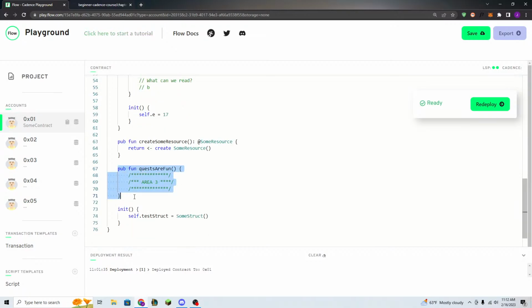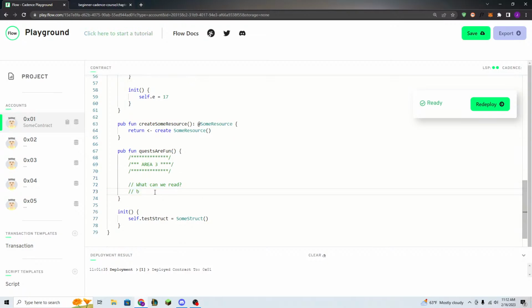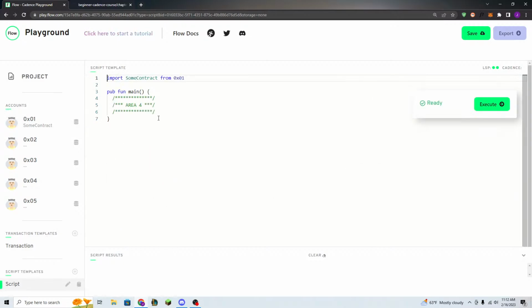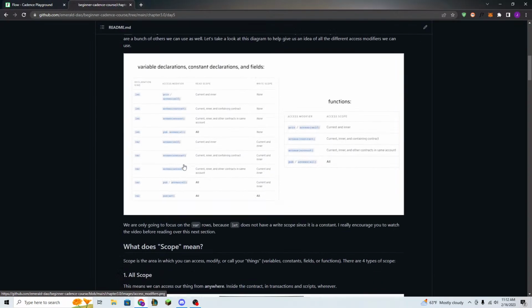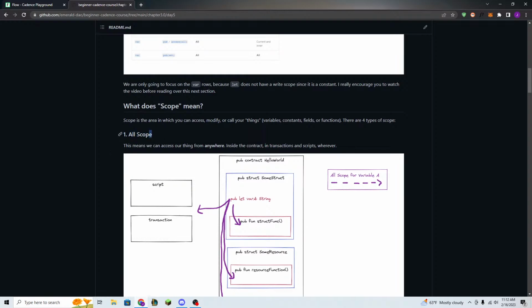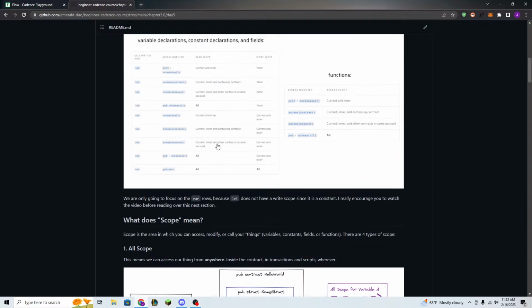What about a function that's at the contract level? It's not even in a resource. Can we read it over here? Yes, yes. Thank you, Snowdot. We can also read it over here. And lastly, can we read it in the script? What if we wanted to read it outside here? Yes, we can also read variable b over here. So it's pretty easy. Read scope just means all. All scope means that you can read it everywhere.